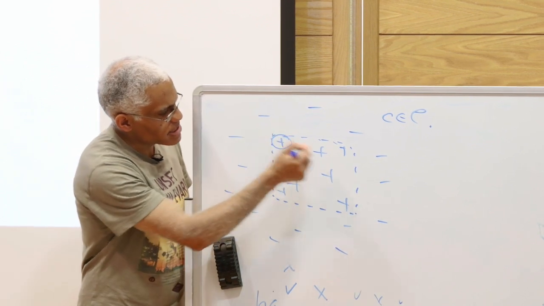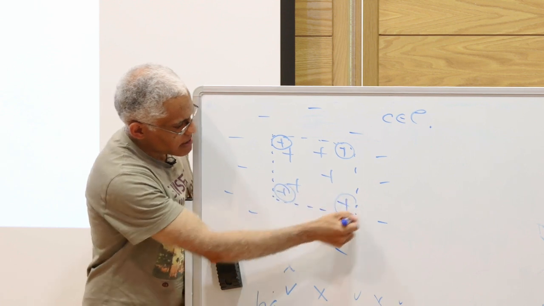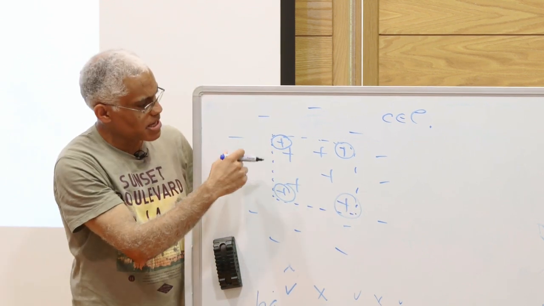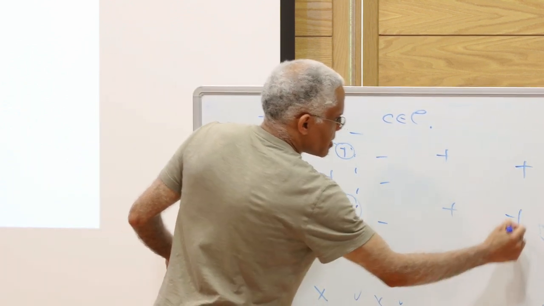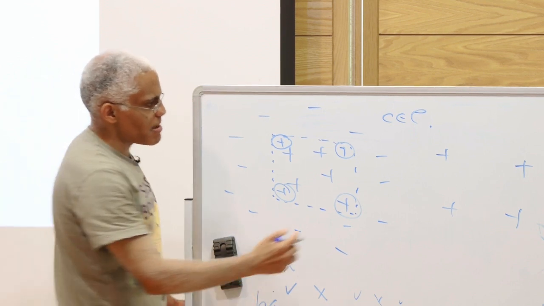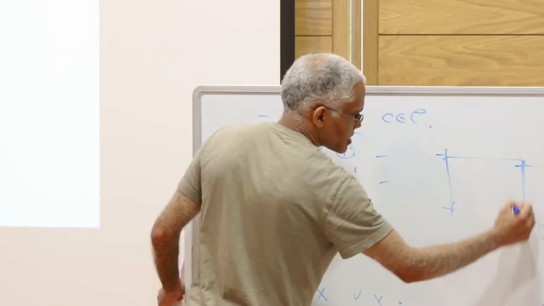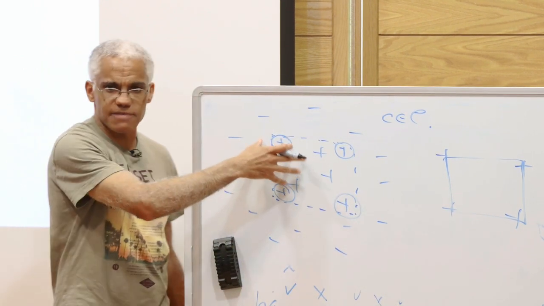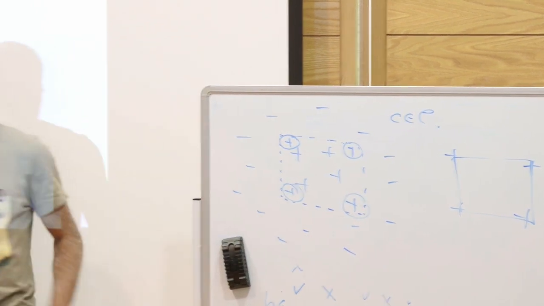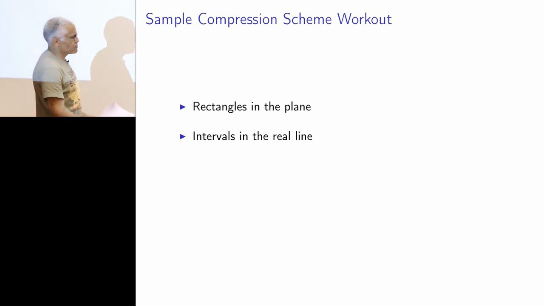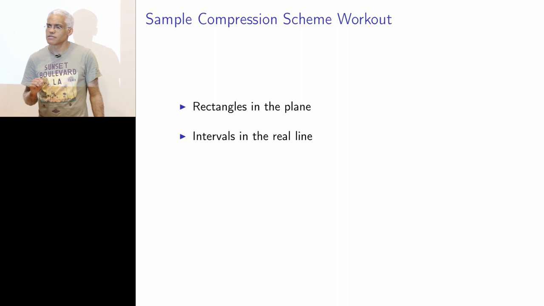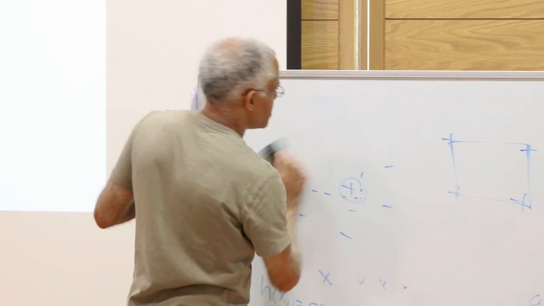Yeah, the four corners. So the compression map will take this labeled sample and map it to these four points. And then the reconstruction map will construct this hypothesis, and that hypothesis will correctly predict the label of all the points in my original sample. Are there any questions about that? Okay. So what about intervals in the line?